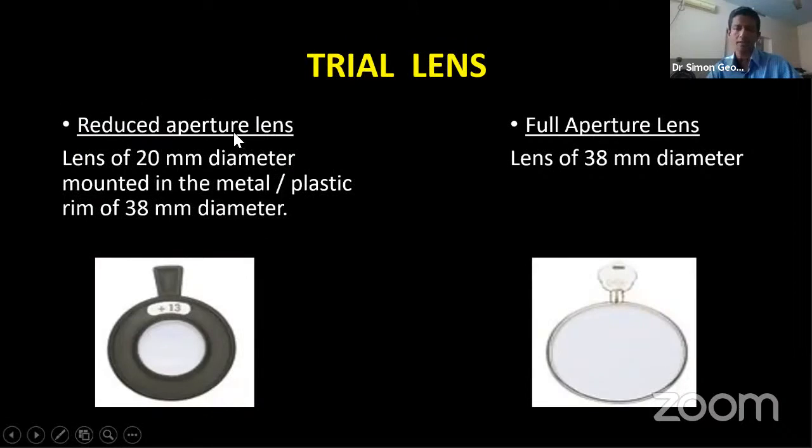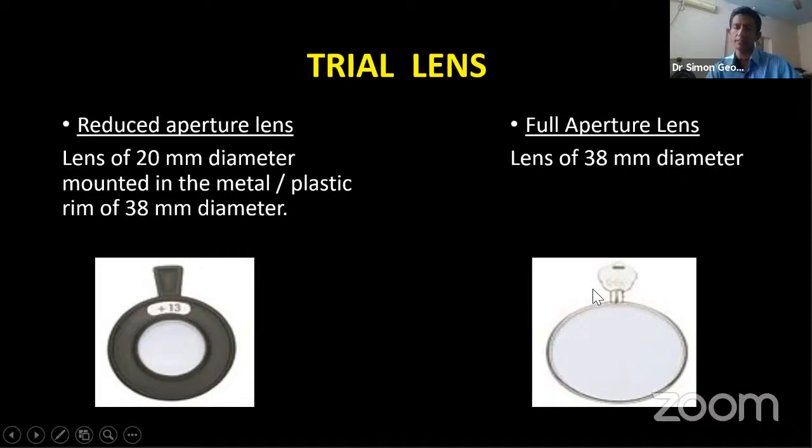Before I talk, any trial lens can be of two types. One is reduced aperture lenses, where the diameter of the lens part is around 20 millimeters, and it is mounted in a metal or plastic rim, making the total diameter 38 millimeters. Now, there's another type of trial lens, which is called a full aperture lens. Here, the whole diameter of the lens is 38 millimeters, and the rim is very thin.